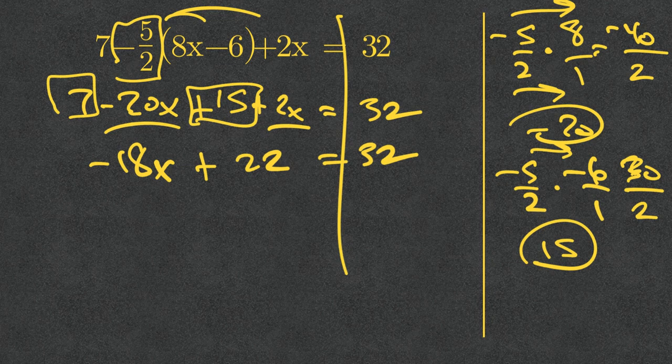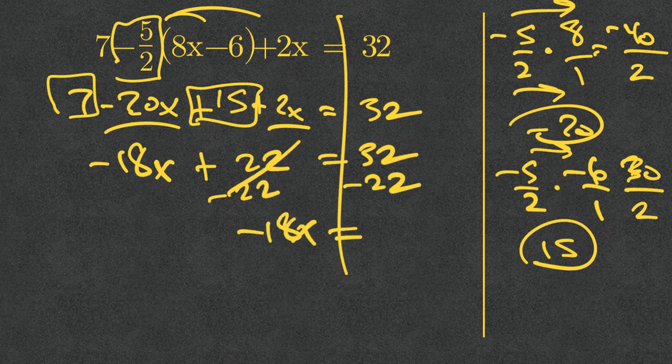Where you at? Negative 20. Yep. All right. Add or subtract? Subtract 22. I agree. Negative 18x. 32 minus 22. 10?